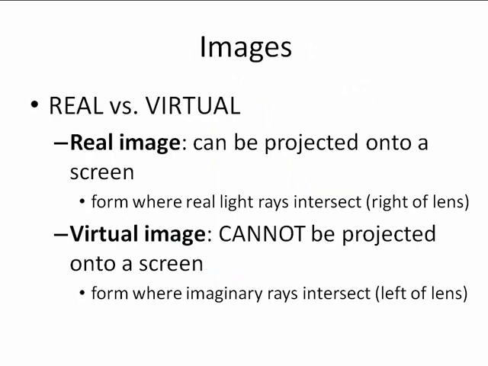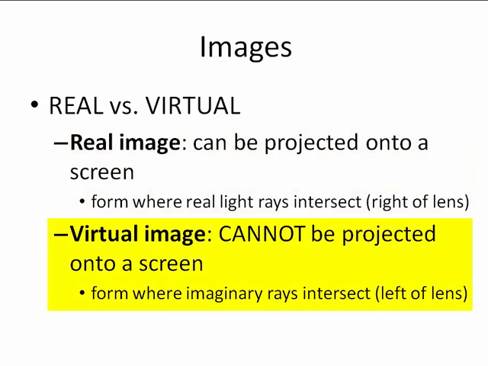Images formed by lenses can be classified into two groups, real and virtual. By real, we mean that the image can be projected onto a screen. You could focus rays of light as they refract through the lens. Real images will be on the right side of a lens ray diagram.